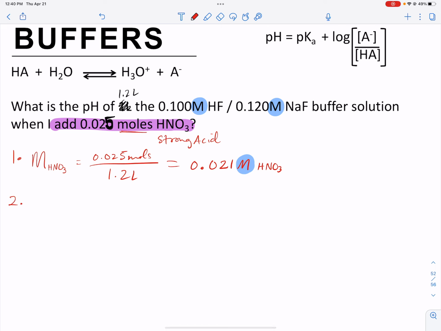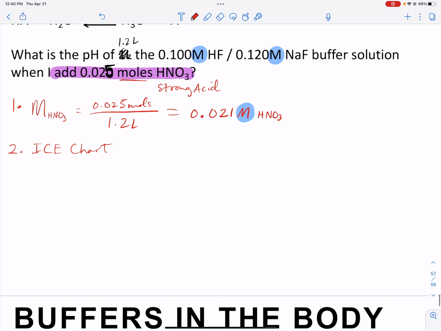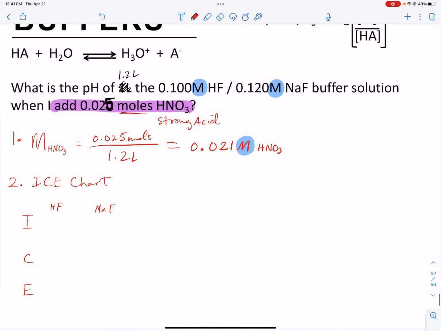So step 2 is set up your ICE chart. So I'm going to write my weak acid and my conjugate base. And the initial concentrations, again, they're the same as they were last time. These do not change. So my initial concentrations would be 0.1 molar and 0.12 molar. Now, how should I write in my change row?